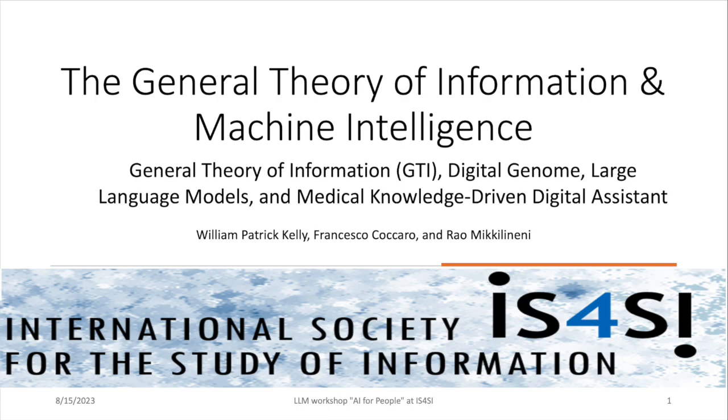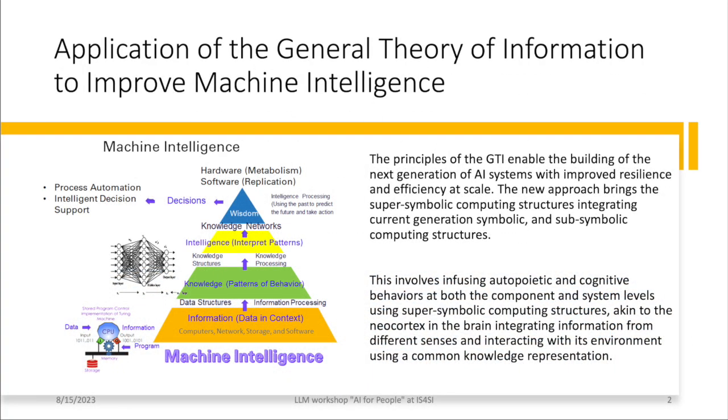of this topic. The principles of the general theory of information involve infusing autopoietic and cognitive behaviors at both the component and system levels using super-symbolic computing structures. This is akin to the neocortex in the brain, integrating information from different senses and interacting with its environment using a common knowledge representation. This novel system design expands on the traditional Turing machine and pattern-based learning to create a distributed application for information interpretation and knowledge acquisition.